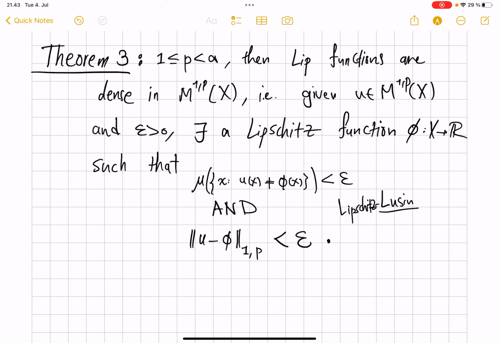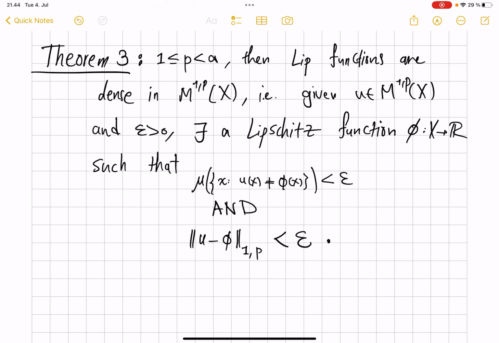If you have followed my videos on area or coarea formula, you definitely have seen this, where starting with the Lipschitz functions, you can approximate it by a C1 function in this sense. Okay, and this is again a big deal that Lipschitz functions are dense in the space, when in other versions of Sobolev spaces on metric measure setting, this is not a given.